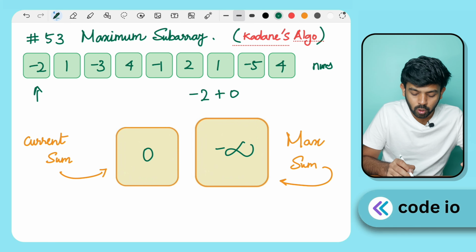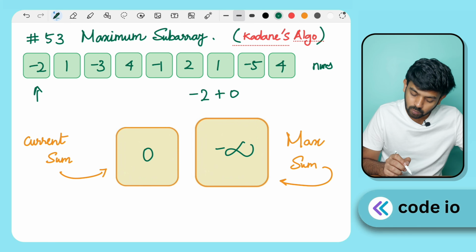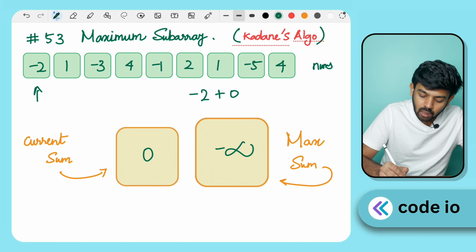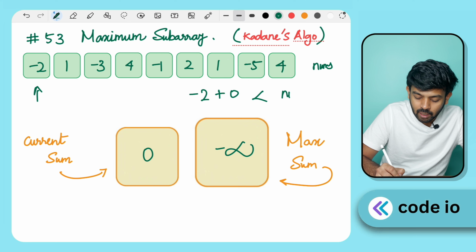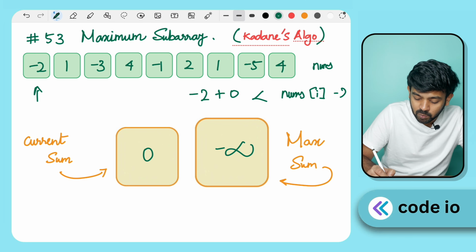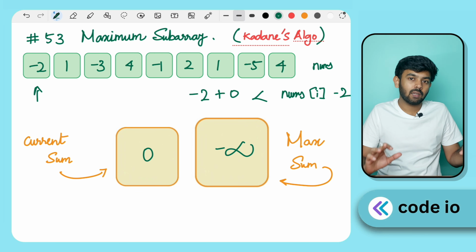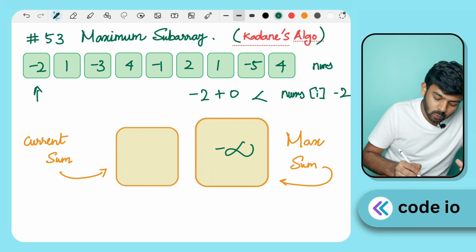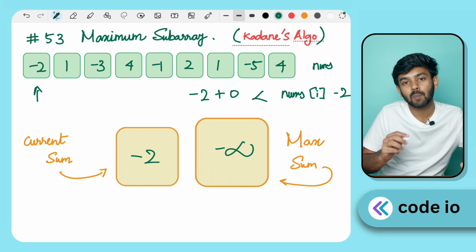That's going to be minus 2 plus 0, and I'm going to compare this with nums of i. Is it less than nums of i? In this case, nums of i is minus 2. It's not less than nums of i, so I'd be adding that minus 2 here as well. So my current sum becomes minus 2.